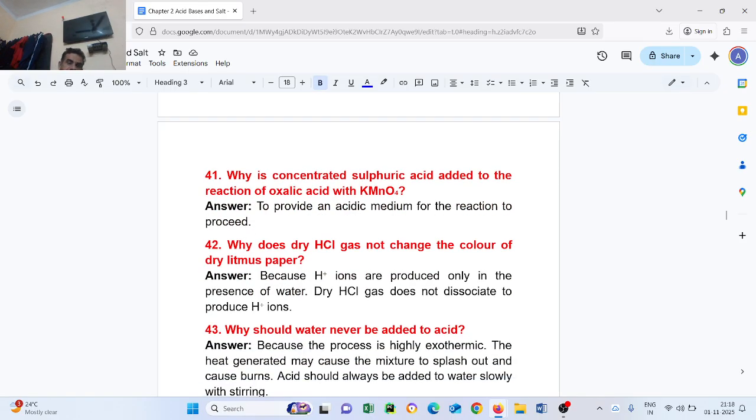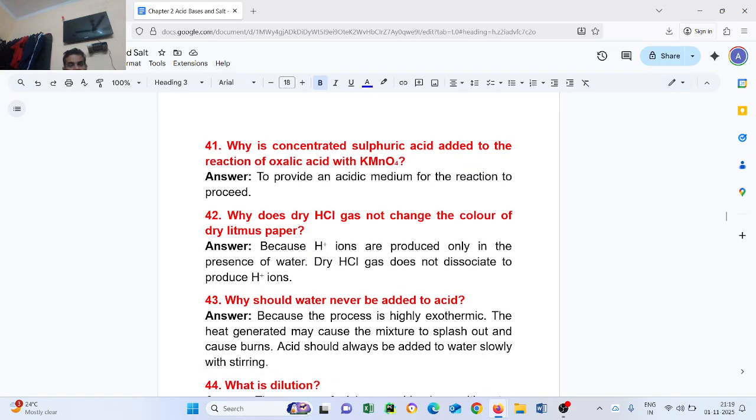Question number 42. Why does dry hydrochloric acid gas not change the color of dry litmus paper? Because hydrogen ions are produced only in the presence of water. Dry HCl gas does not dissociate to produce hydrogen ions.